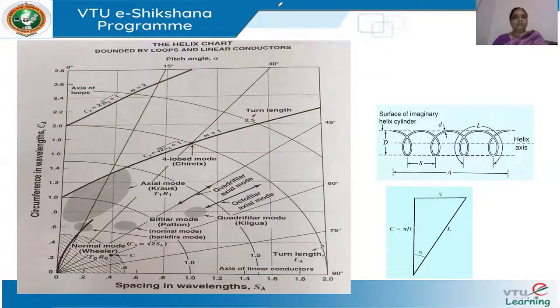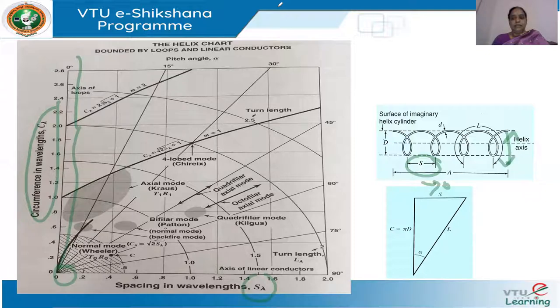Here, there are certain extremes in this helix chart. One is when the spacing between the turns reduces to 0. When the spacing between the turns tends to 0, what will happen? You have only the circumference. You have the variation in the circumference, which means you are going to vary the diameter D. So this becomes a loop antenna. The helix will become a loop antenna, and you are varying only the loop diameter D, or the circumference will keep increasing. So at this extreme, when S tends to 0, the helix tends to become a loop.